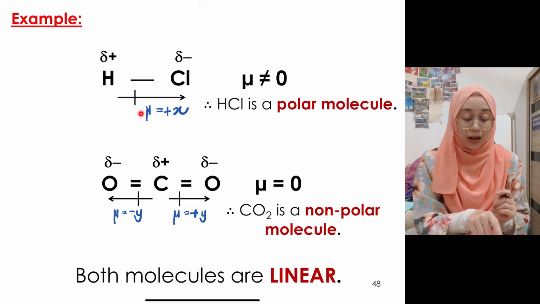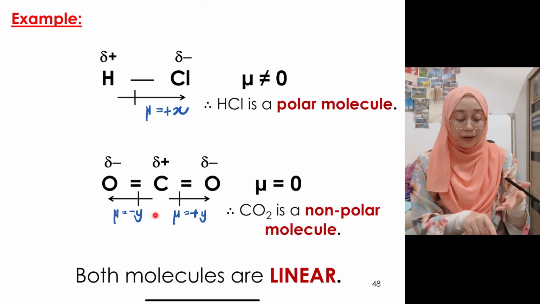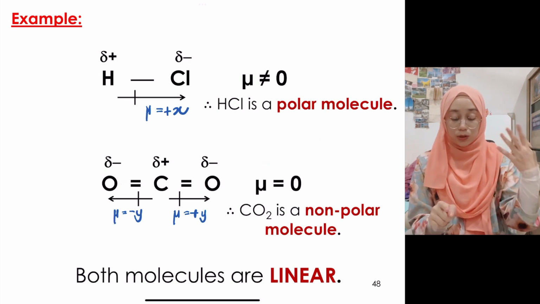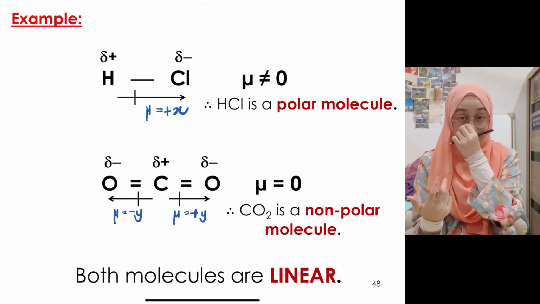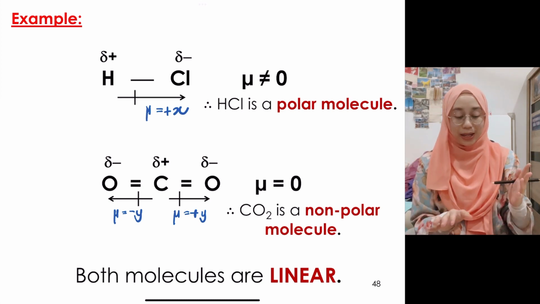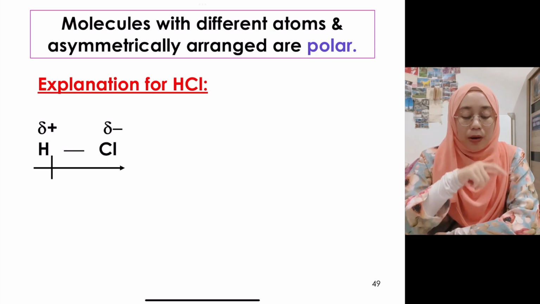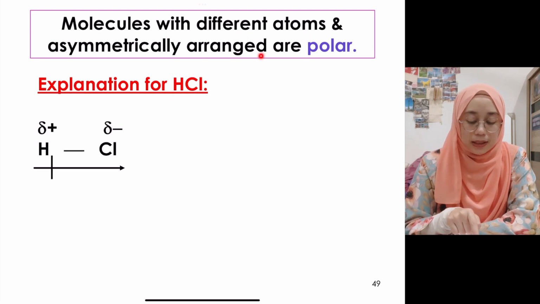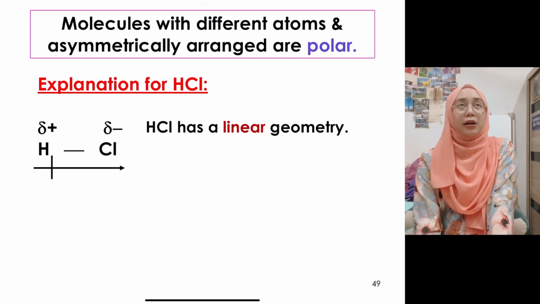Okay, so atas ni adalah polar bond, mu dia does not equals to 0, so dia jadi polar molecule. However, yang ni pula, ini polar bond, tapi bila kita tengok resultant dipole moment dia equals to 0, menjadikan dia sebagai non-polar molecule. So let's have a look dekat explanation yang kita nak kena buat untuk dua compound ni. Okay, so explanation for HCl. HCl ni adalah example of molecule with different atoms and asymmetrically arranged. Okay, so dia considered sebagai polar. Okay, so untuk HCl ni, kenapa dia asymmetrically arranged?